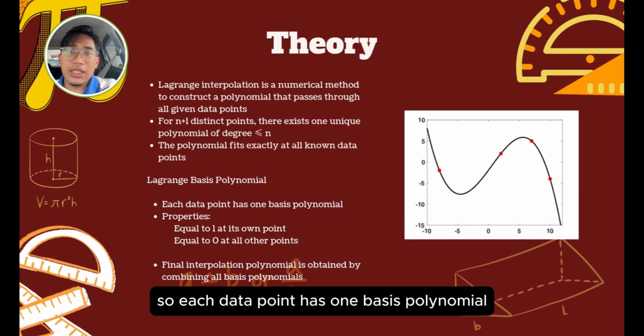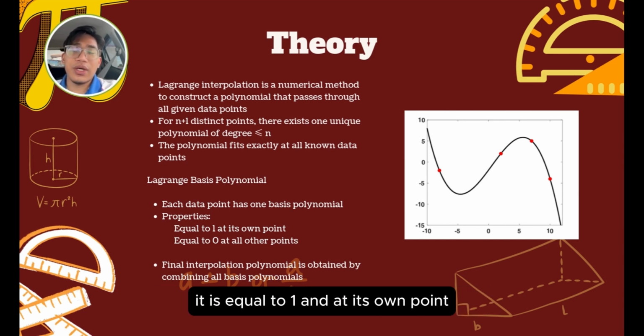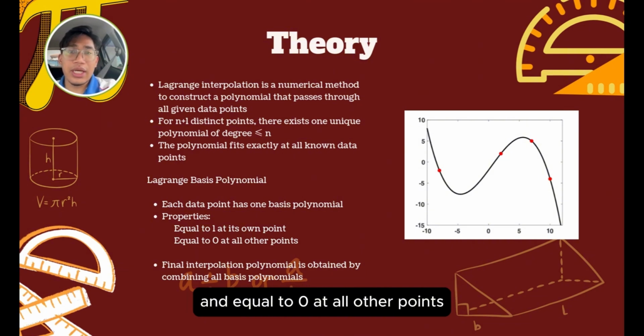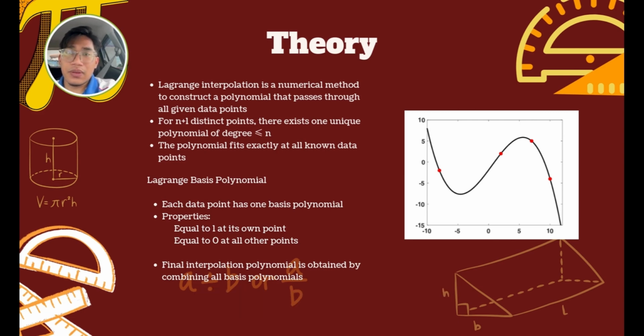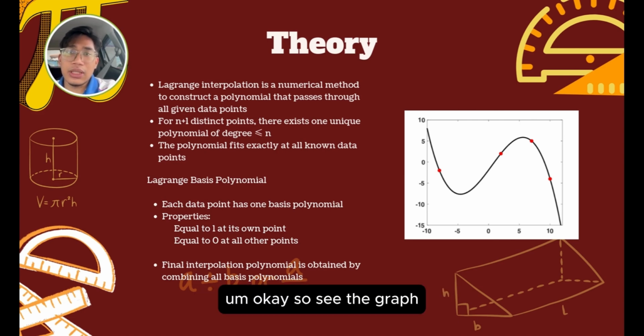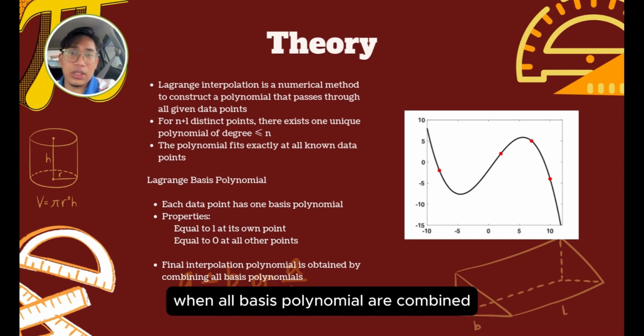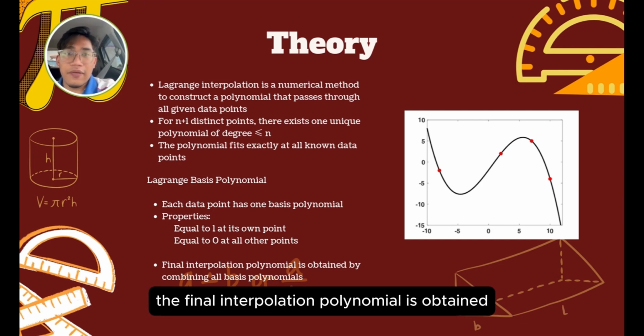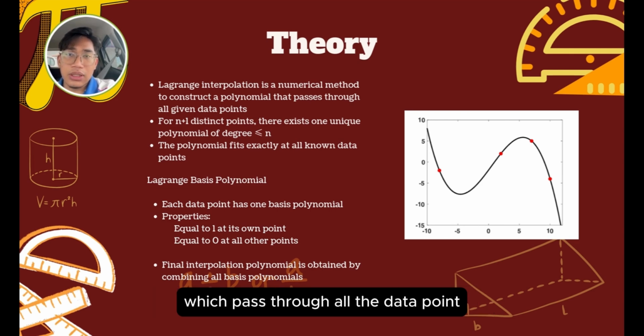Each data point has one basis polynomial. It is equal to 1 at its own point and equal to 0 at all other points. Okay, so see the graph. When all basis polynomials are combined, the final interpolation polynomial is obtained, which passes through all the data points.